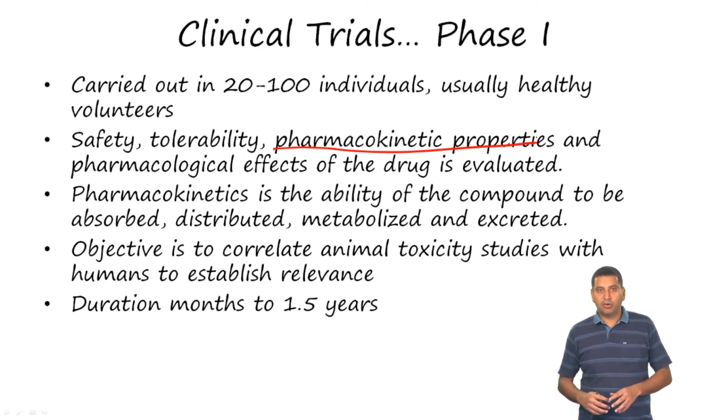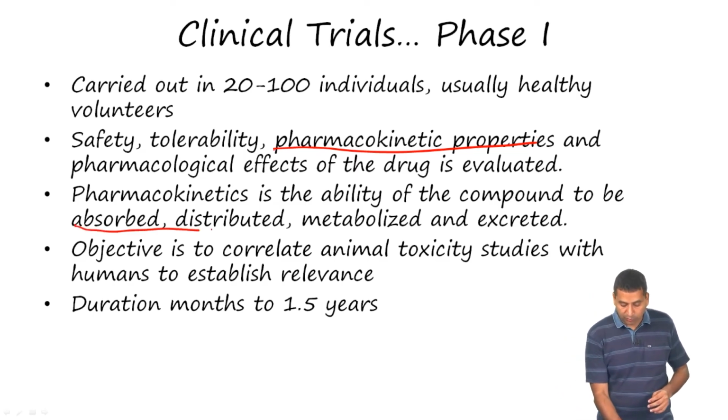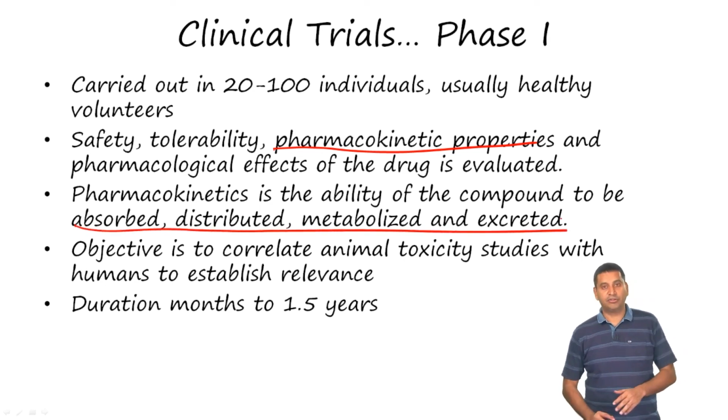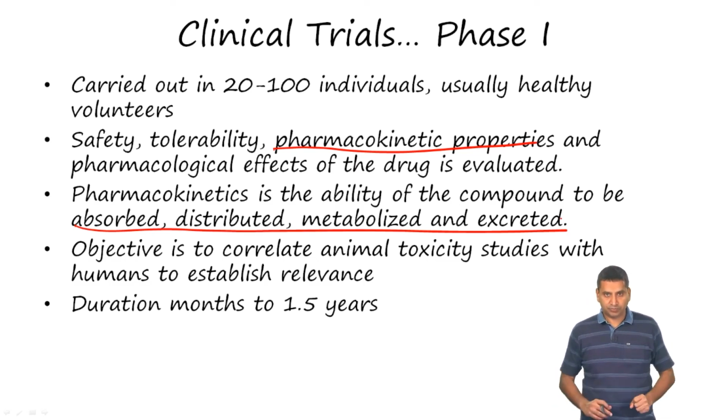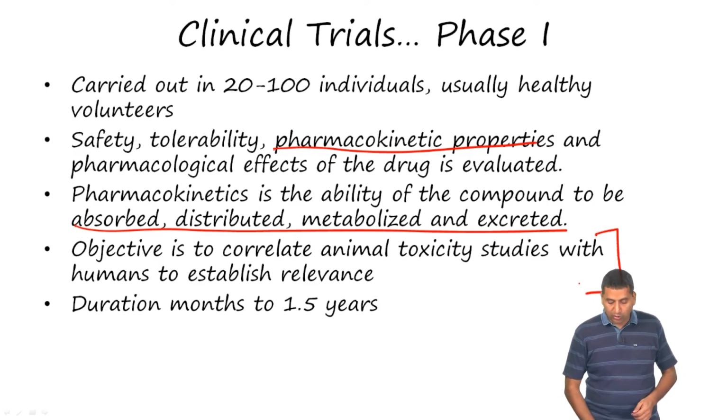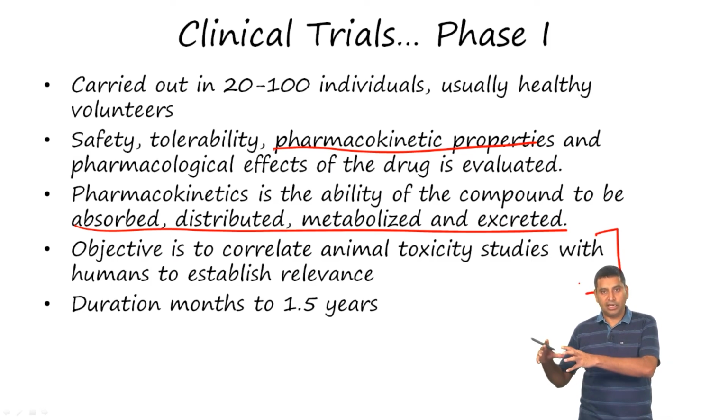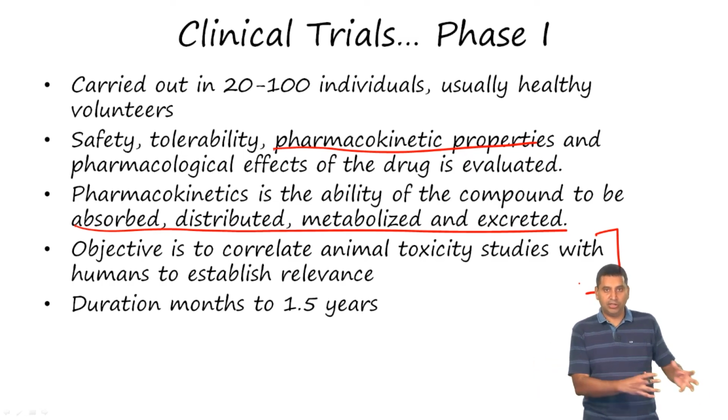Now, pharmacokinetics is the ability of the compound to be absorbed, distributed, metabolized and excreted. We looked at these ADME parameters some time back, and therefore one needs to study the pharmacokinetics of the drug. Here the objective of the study is to correlate whatever we have done in animal models with humans, and establish whether the results of the animal model are actually relevant in humans.